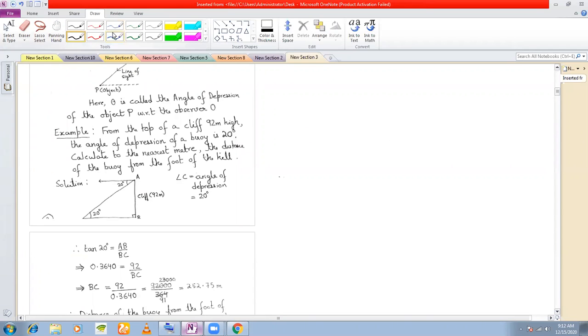Let's see. Draw a diagram. Drawing diagrams in the exam is very important because half of the story in heights and distances is about the diagram. If you are able to draw the diagram, you'll be able to solve very easily. If the diagram is given, no problem. But if the diagram is not given, then marks will be allotted for drawing the correct diagram also. So here is your cliff. Let's call the cliff AB, which is 92-meter high.